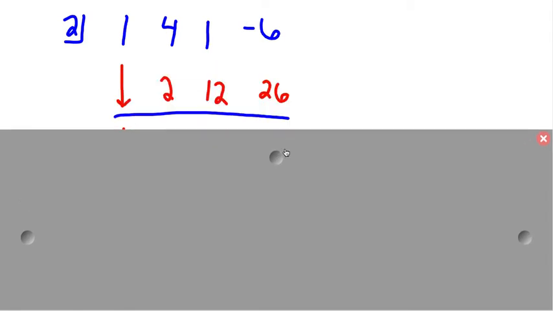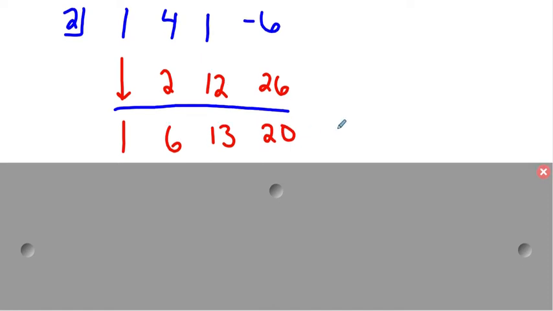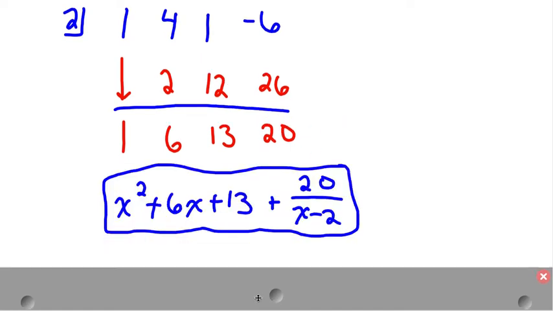So bring the 1 down. Bring the 1 down, times 2 is 2. 4 plus 2 is 6. 6 times 2 is 12. 1 plus 12 is 13. 13 times 2 is 26. Negative 6 plus 26 is 20. And your final answer should look like that.